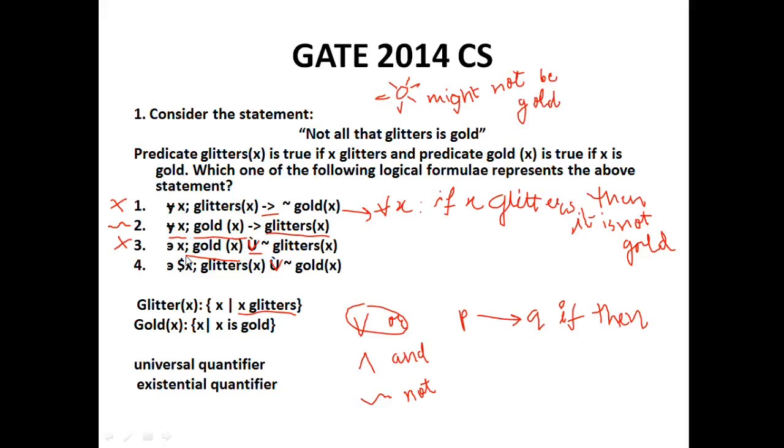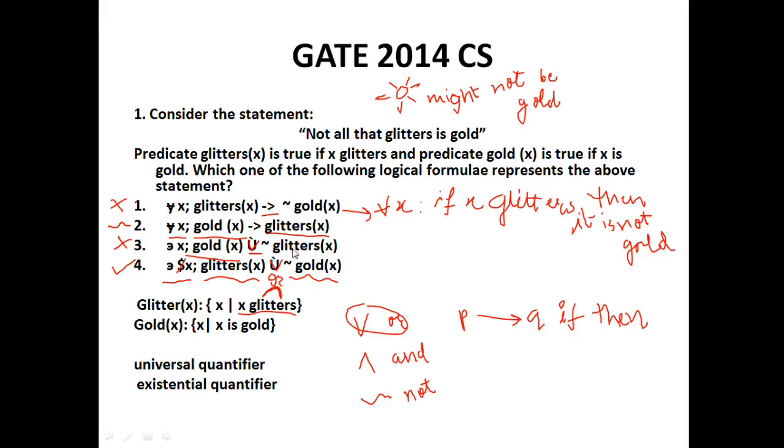The last one says, please ignore this symbol. So this one says there exists x such that either it glitters or it is not gold. So it is trying to say there exists something which glitters and it is not gold. So this symbol, I've made a typing error, this has to be and. So that's why the fourth point will be right.